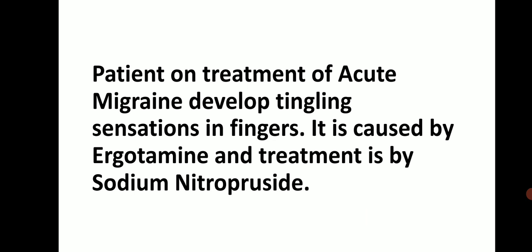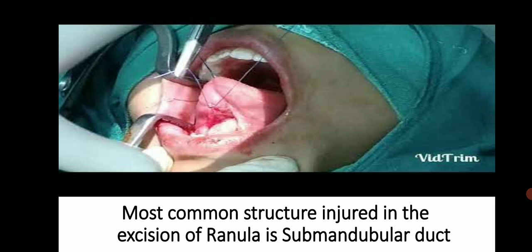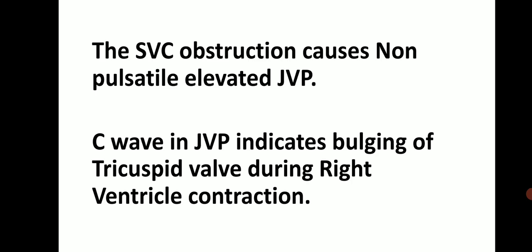Patient on treatment of acute migraine develops tingling sensations in fingers. It is caused by ergotamine and treatment is by sodium nitroprusside. Most common structure injured in the excision of ranula is submandibular duct. The SVC obstruction causes non-pulsatile elevated JVP. C-wave in JVP indicates bulging of tricuspid valve during right ventricle contraction.